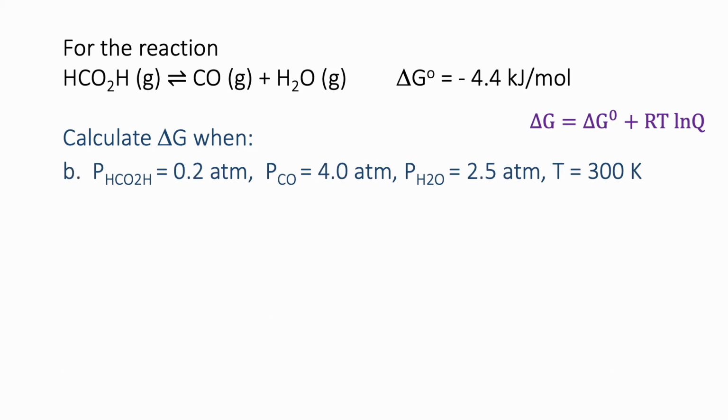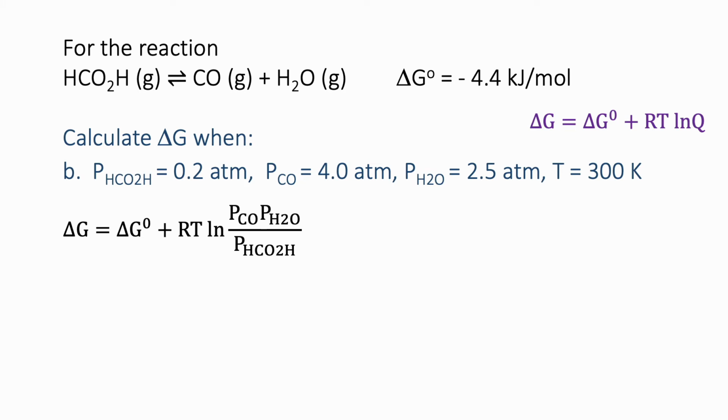Now we're going to calculate the delta G when we have different conditions. If you look at the partial pressures here, the partial pressure of our reactant is now 0.2 atmospheres, and the partial pressures of our products are now much larger, 4 atmospheres and 2.5 atmospheres. We still have the same temperature. Let's see what happens if we plug that into our formula.